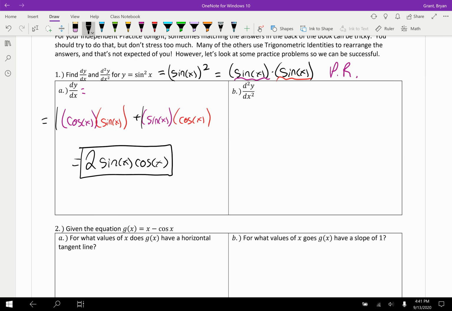Now, did you have to simplify? No, it didn't ask you to. You could have stopped here. But I'll explain why you probably don't want to stop there on the next problem. The next problem asks you to take the second derivative.